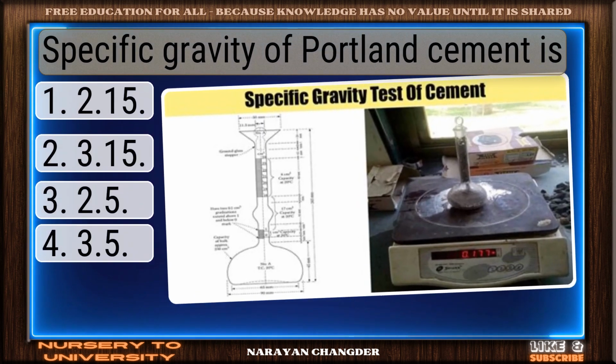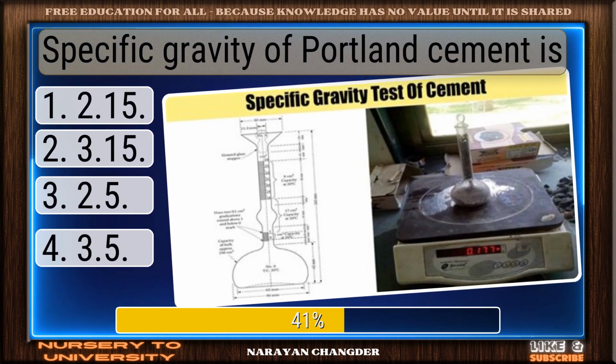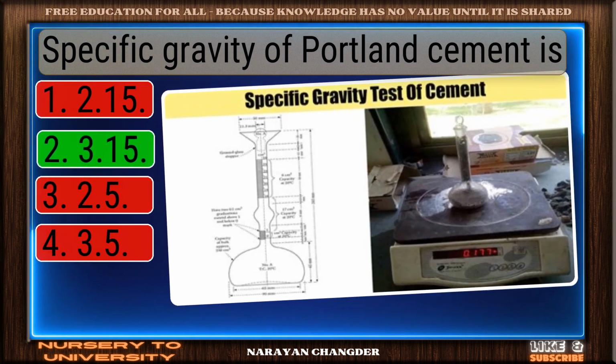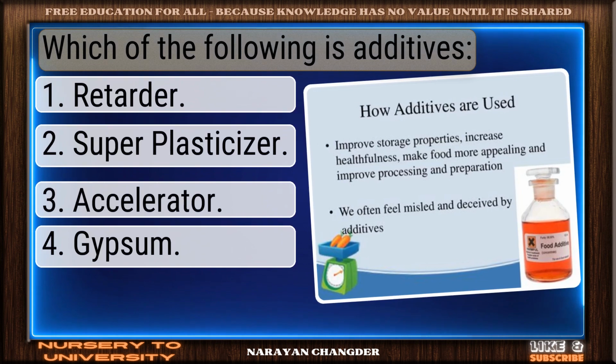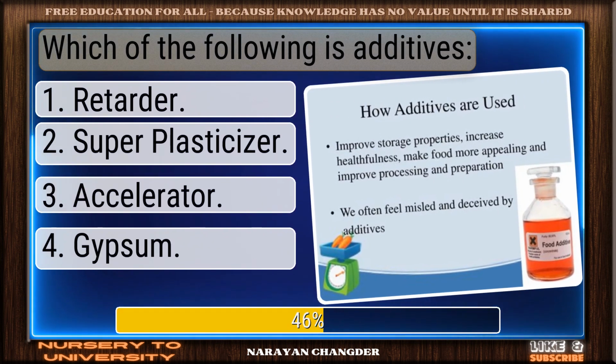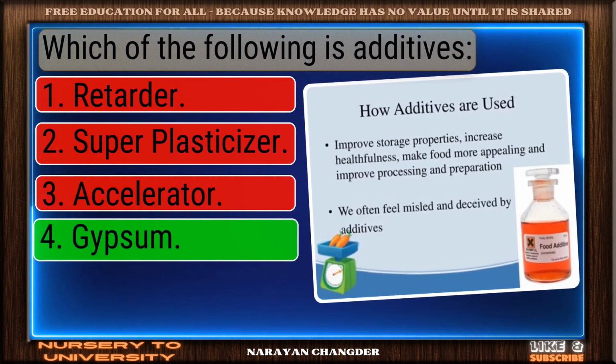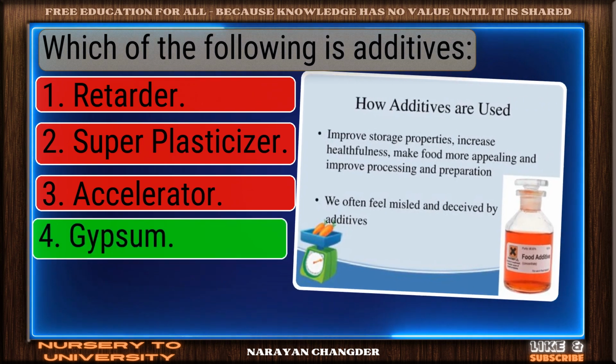Specific gravity of Portland cement is? You're right. 3.15 is the correct answer. Which of the following is additives? Solid response. Gypsum is a valid choice.